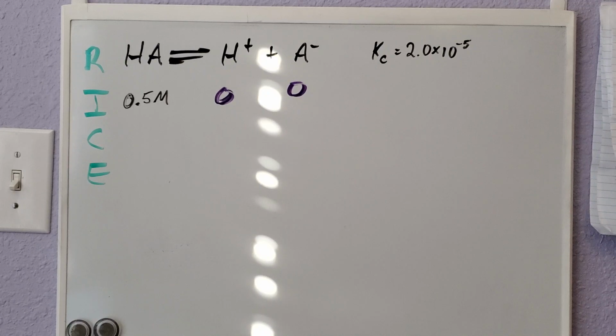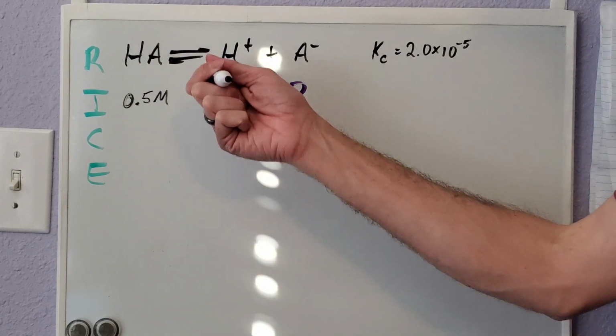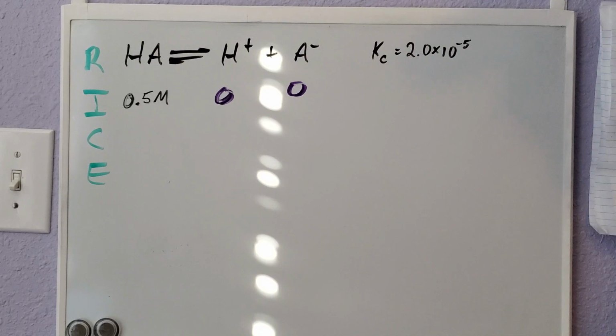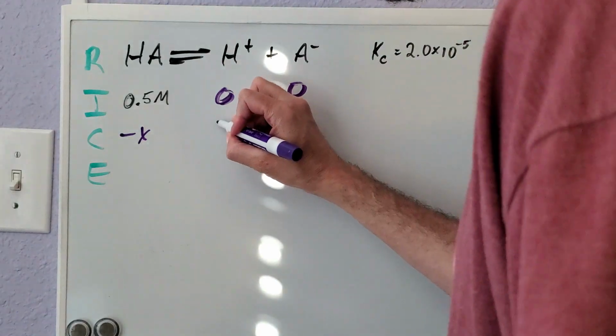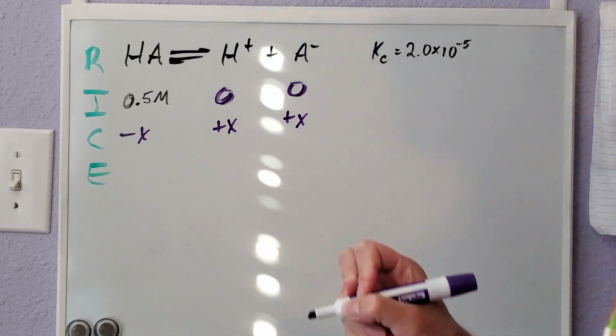For change, similar to the previous problem, using that unknown value of x and our balanced chemical equation, we know for every one HA that disappears, one H plus is going to appear and one A minus is going to appear. We can write that out as minus x for our HA, plus x for our H plus, and plus x for our A minus.